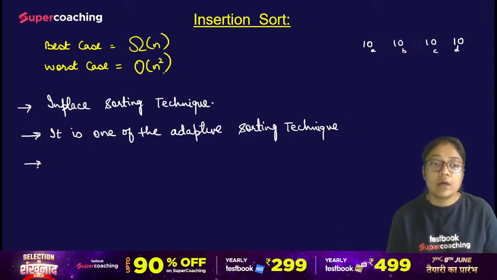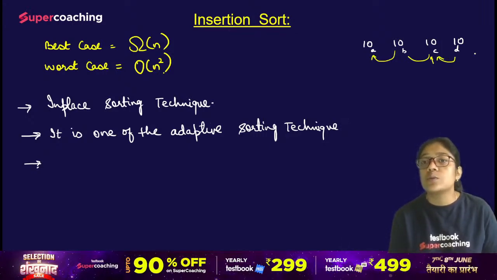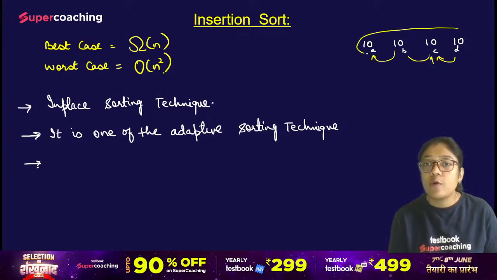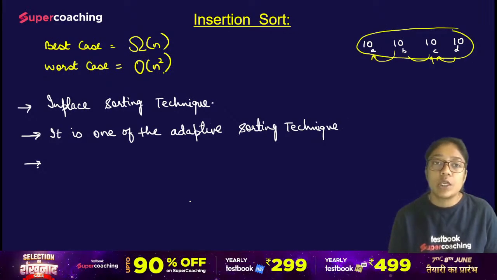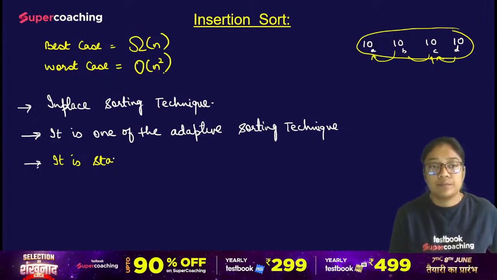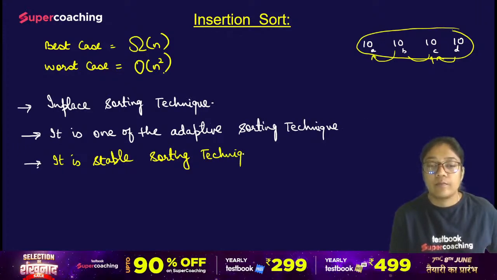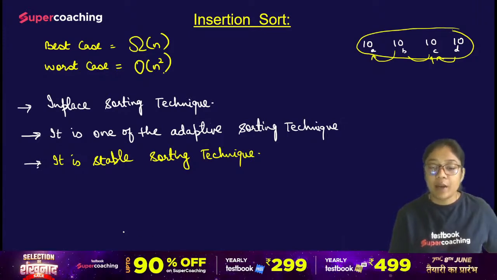So if you observe here, I'll be taking 10. 10 will be compared with 10. Is it smaller? No. So there will be no change. Take the next element. 10 is smaller than 10? No. 10 is smaller than 10? No. So this will be the output. This means that here the relative ordering of the keys is not going to change. So we can say that it is a stable sorting technique. So this is all about insertion sort.